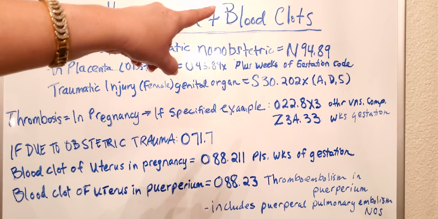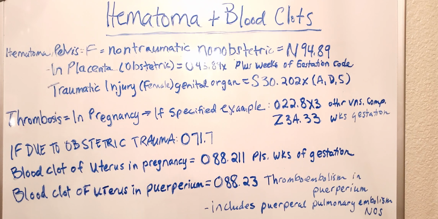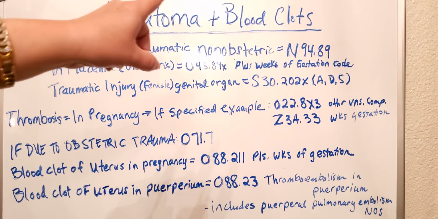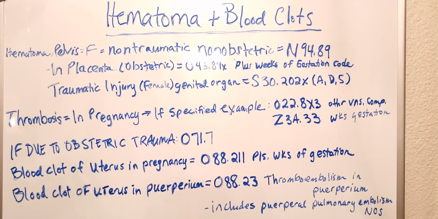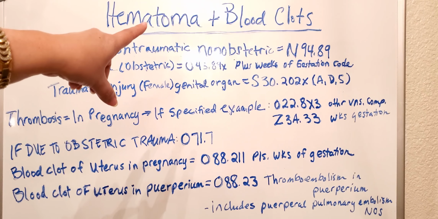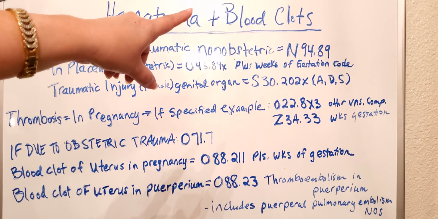that N94.89, sometimes that can occur because of other reasons, okay? If there is a hematoma in this woman's uterus, it could be because she may have a rheumatological condition that's causing her to have a hematoma, or it could be something else. This is non-traumatic, non-obstetric. So you have to be very careful, because if you're talking about a trauma, that's going to be something separate. This one has nothing to do with trauma. It has nothing to do with being pregnant. That's that N code, okay?